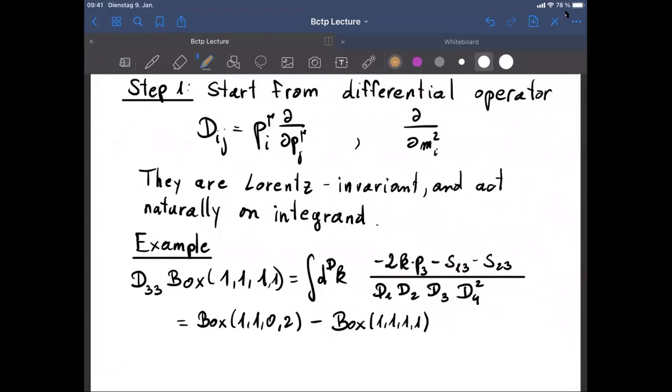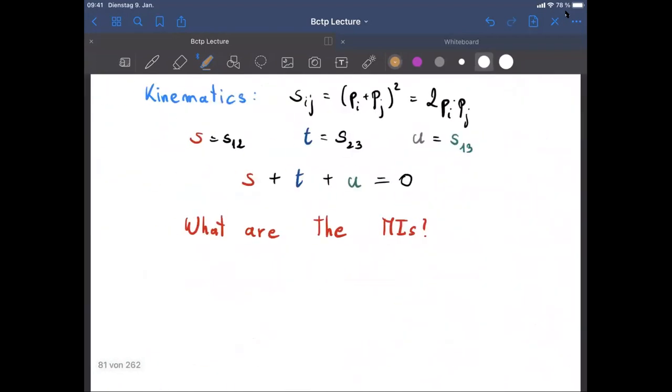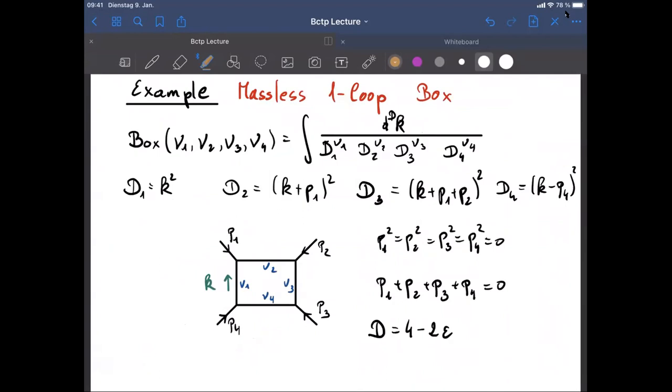So for example, let's take the box as an example. You can easily check, I leave it to you as an exercise, that if you act with the operator D33, so D33 would be p3 mu, d over dp3 mu, on the integrand, with the box, and use the definitions that we gave, well, maybe let's quickly go back to the definition of the box that we gave, which is here. So if I differentiate with respect to P3, you see that the only propagator that depends on P3 is D4, because P4 is minus P1, minus P2, minus P3. The others do not depend on it. So you only differentiate in the end the propagator 4. Everything else is just a spectator. D1, D2, D3 are spectators.